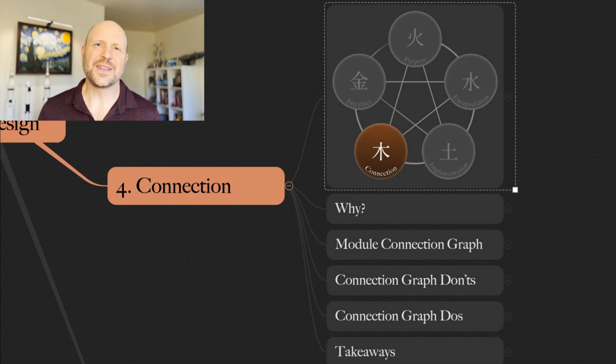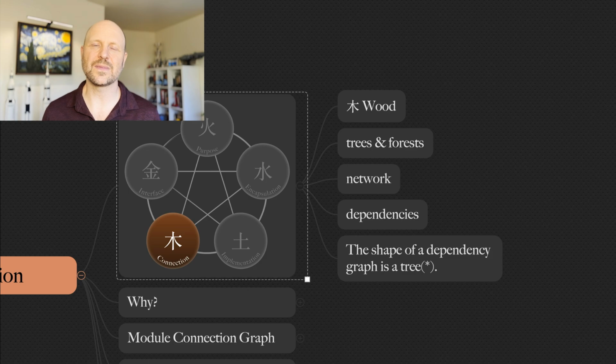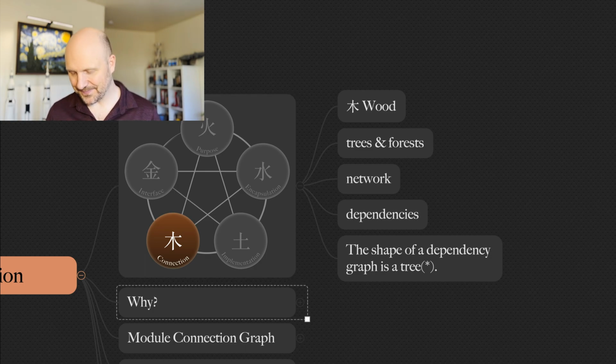So continuing on this theme of elements, the element for connection is wood, which is to say trees. And that is because the connection graph of modules is a tree. And the connection graph, I mean dependencies, the dependency graph. And so the shape of the dependency graph is a tree. So I think that ties nicely to wood as the element.